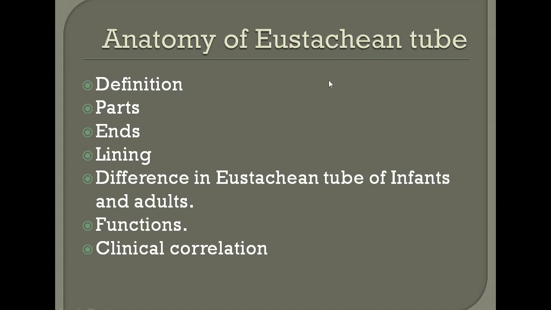Now we'll see this eustachian tube anatomy under the headings: definition, parts, ends of the eustachian tube, lining epithelium of eustachian tube, difference in the adult and infant's eustachian tube, functioning and clinical correlation.